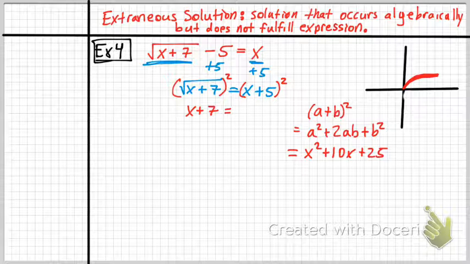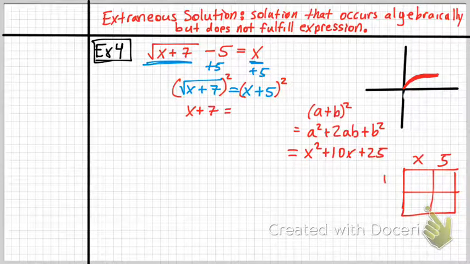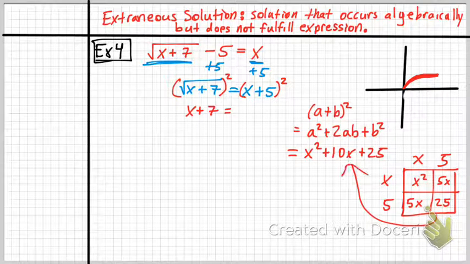And we can prove this by just doing our quick square, right? So x plus 5 squared is going to be x and then 5 and x and 5, and we get x squared here, 5x here, 5x here, and 25 here. And so this will give you this exact same expression. This is just a little bit of a shortcut. Alright, so we have x plus 7 is equal to x squared plus 10x plus 25.